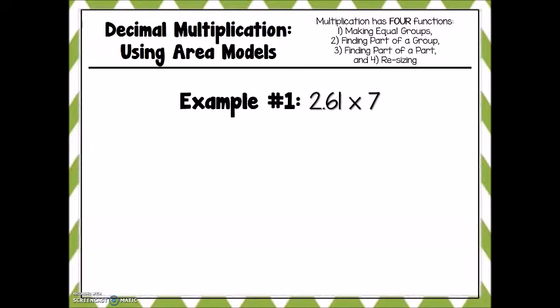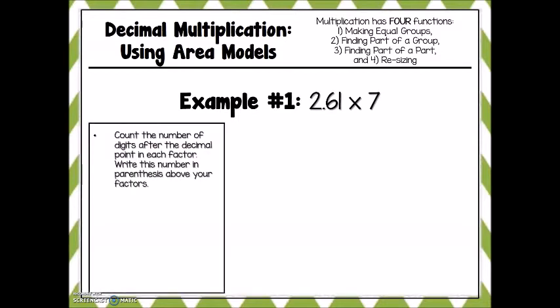So when we see decimal factors, for example, like 2 and 61/100ths times 7, the only difference is that we have to keep track of where the decimal point needs to go in our answer. So to do that right away, I would suggest counting the number of digits after the decimal point in each factor and writing that number in parentheses above the factors.